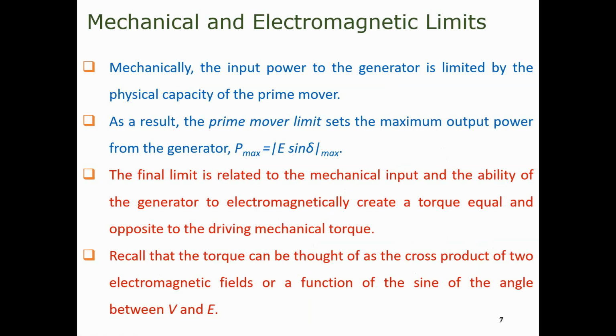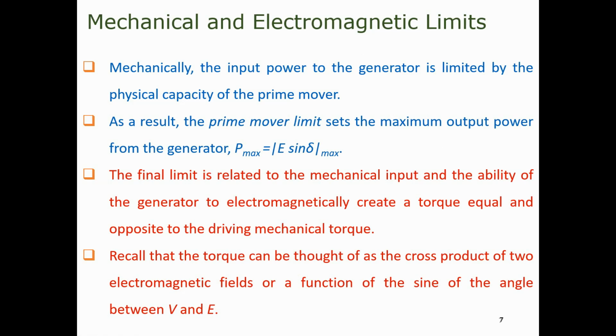Second and third limits are the mechanical and electromagnetic limit. Mechanical means the generator whose input energy is mechanical. So input power is given to the generator by the prime mover. So the mechanical limit is the physical capacity of the prime mover. As a result, the prime mover limit sets the maximum output power that can be taken from the generator, which is denoted by P max, and that is equal to E sin delta max. So P max or E sin delta max is the mechanical limit.